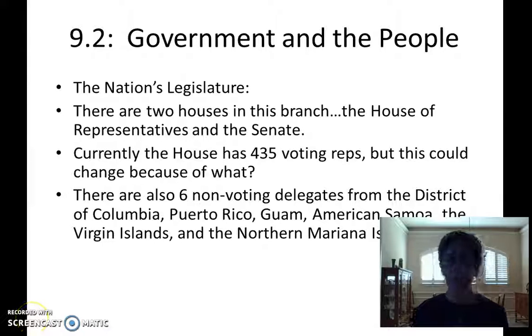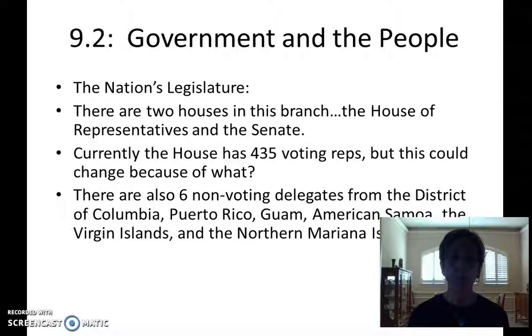All right, students, the next part of Chapter 9 deals with really how the government is set up. I'm going to break this into two parts as well because some of it is a little bit intricate, so I'm going to take a little bit more time on it. Obviously the framers thought that the legislative branch was the most important, and the legislative branch is made up of two houses, the House of Representatives and the Senate.